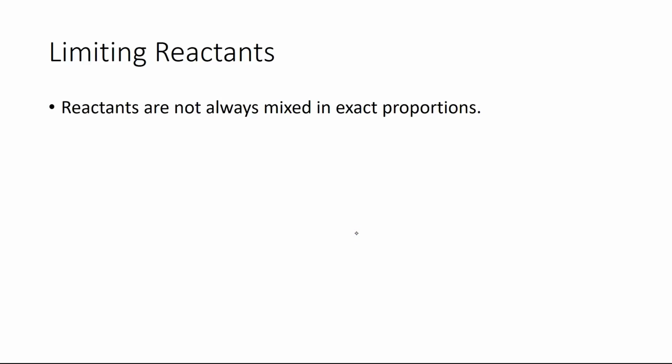So what you have to understand here is reactants are not always mixed in exact proportions. We've been kind of assuming, let's say we have 30 grams of magnesium in a reaction with hydrochloric acid, and I've just been telling you to assume you've got enough hydrochloric acid to use up all the magnesium. That's not always going to be the case, though. We're not always mixing things in their exact mole ratio proportions.